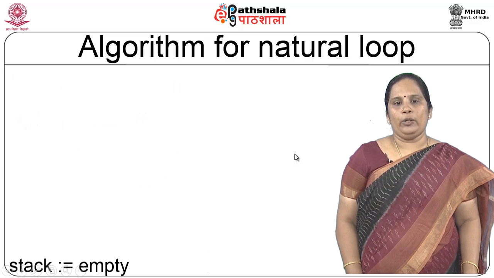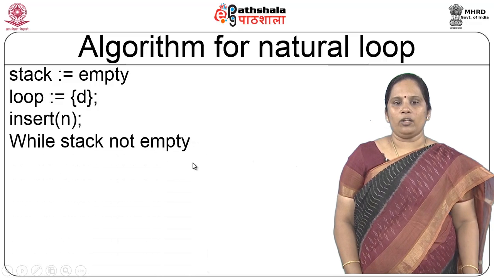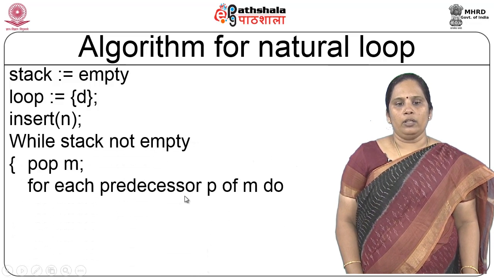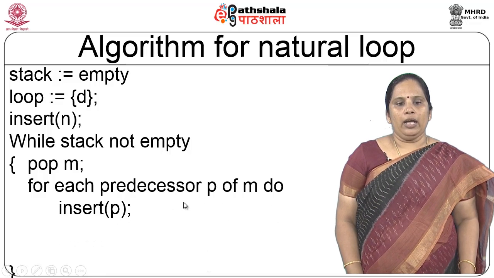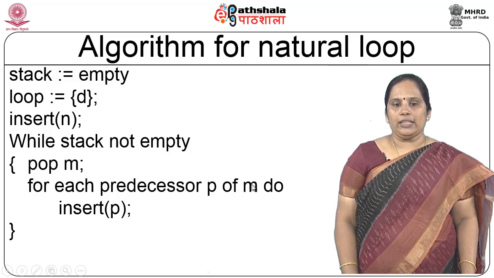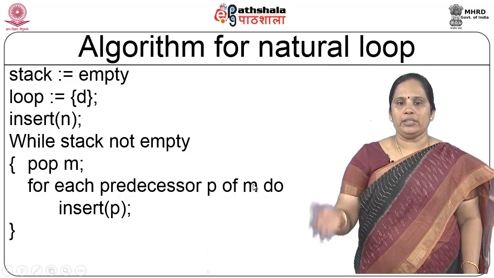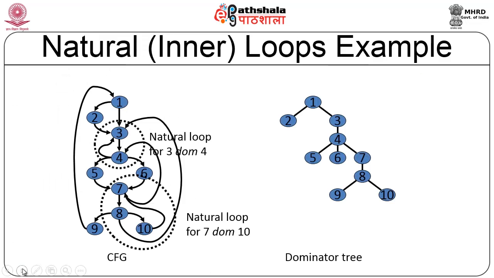What does insert basically do? While the stack is not empty, pop a node M, and for each predecessor P of M, insert P and add it to the loop L. So as you are looking at predecessor after predecessor and inserting them into a set, that will form the natural loop. Here this is a natural loop for 3 dominating 4, which we have already seen, and this is the one for 7 dominating 10.